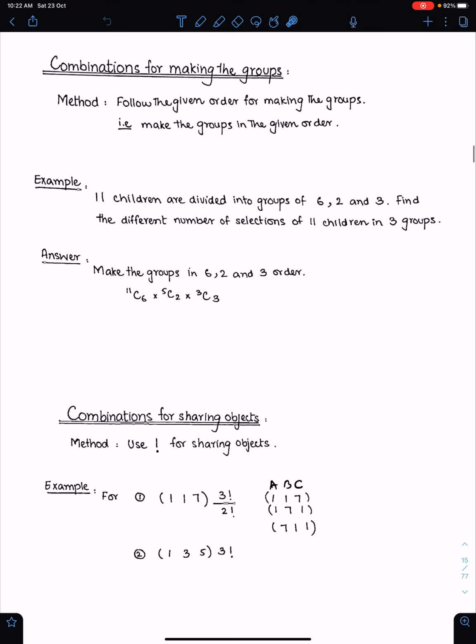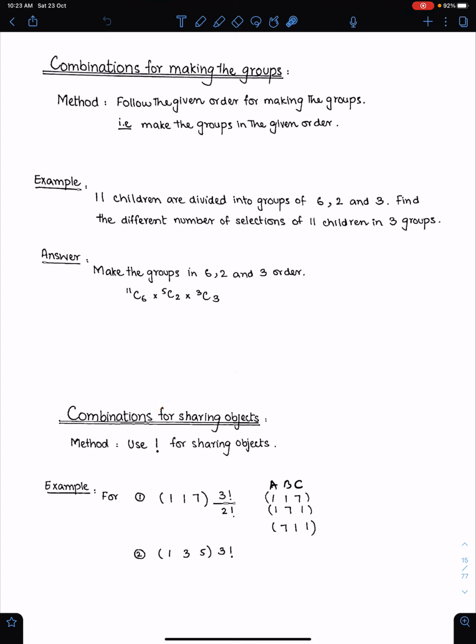Combinations for making groups. While making the groups, make sure you follow the given order. For example, 11 children are divided into groups of 6, 2 and 3. Find the number of different selections of 11 children in 3 groups. Then you need to make the groups in this order. First make a group of 6 children, 11C6. Then the remaining children are 5, so 5C2 and then 3C3. Always make the groups in the given order.